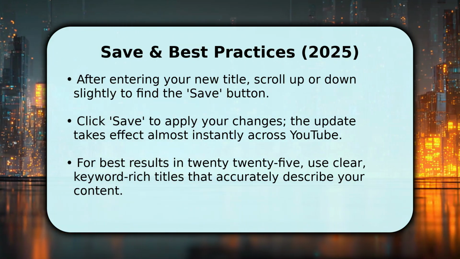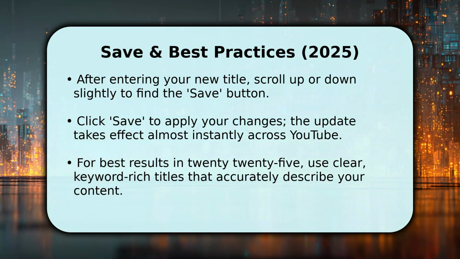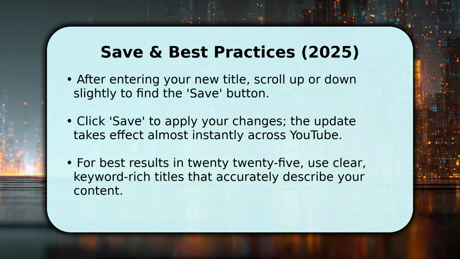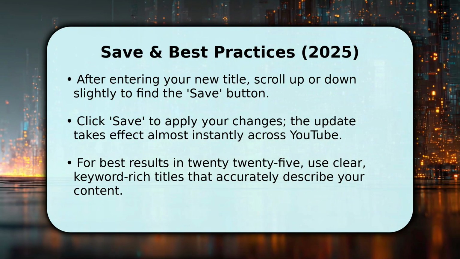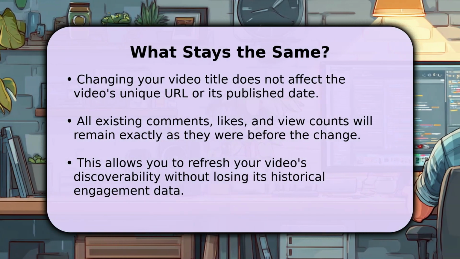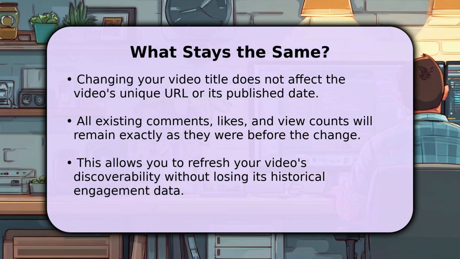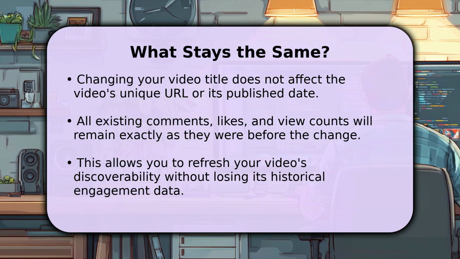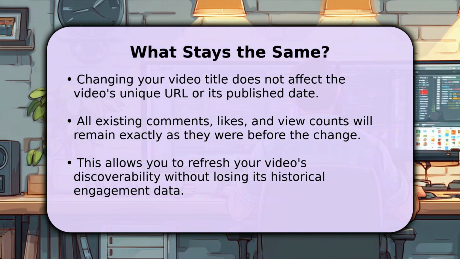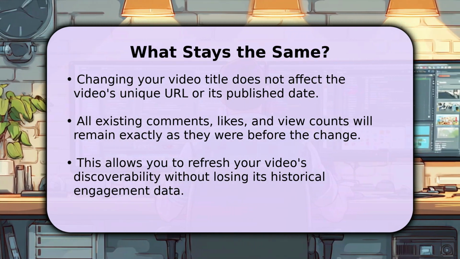For the best impact in 2025, remember to craft titles that are not only clear and engaging, but also packed with relevant keywords. This helps viewers and YouTube's algorithm understand your content better. While you can easily update your video's title for improved discoverability, it's important to understand what remains unchanged. Your video's unique URL, its original upload date, and any existing comments or likes will all stay exactly the same.